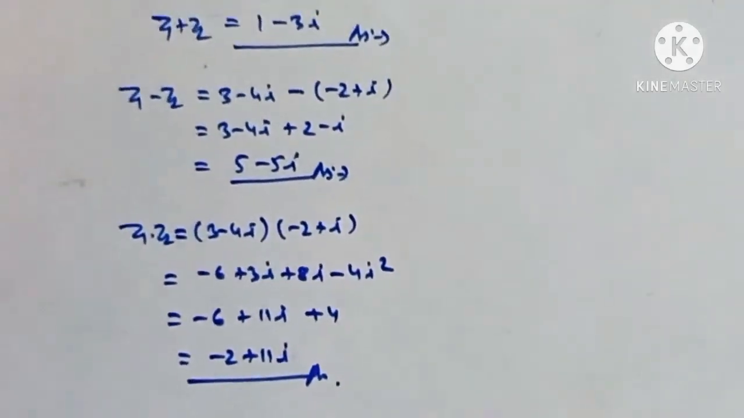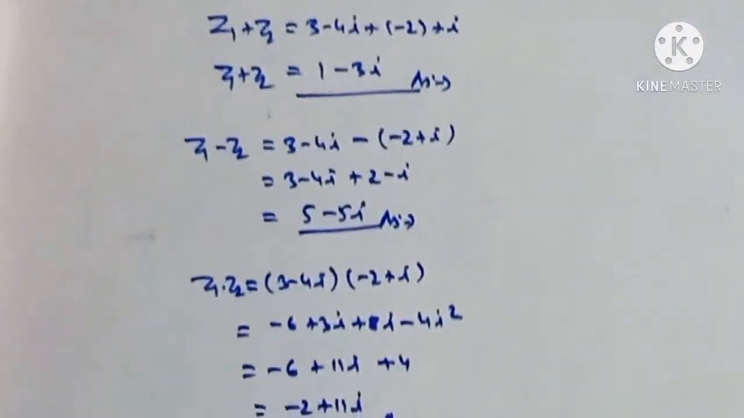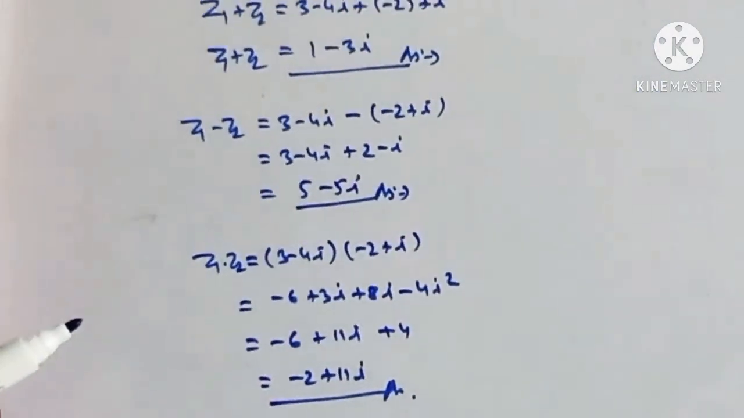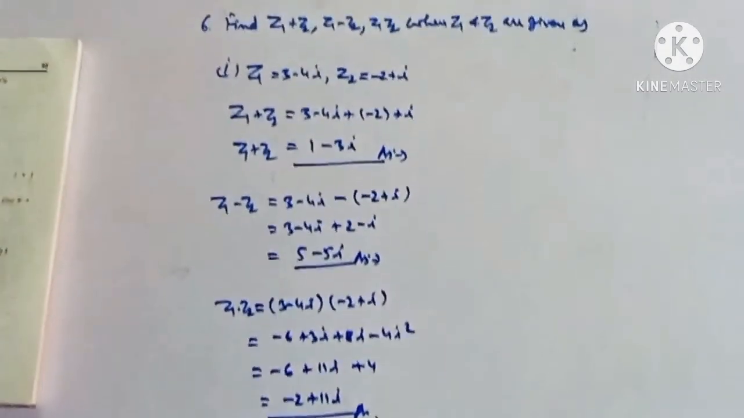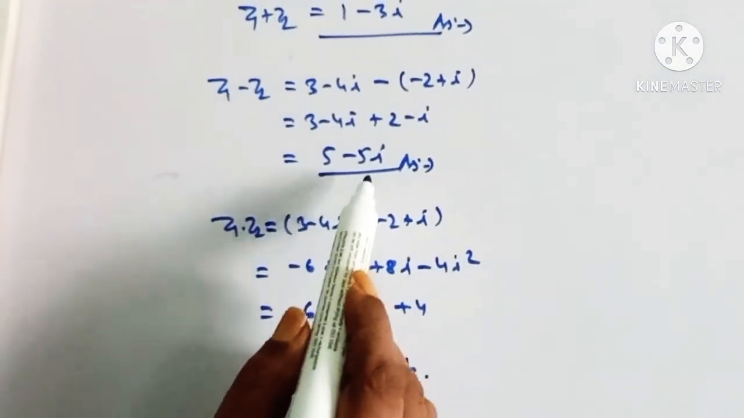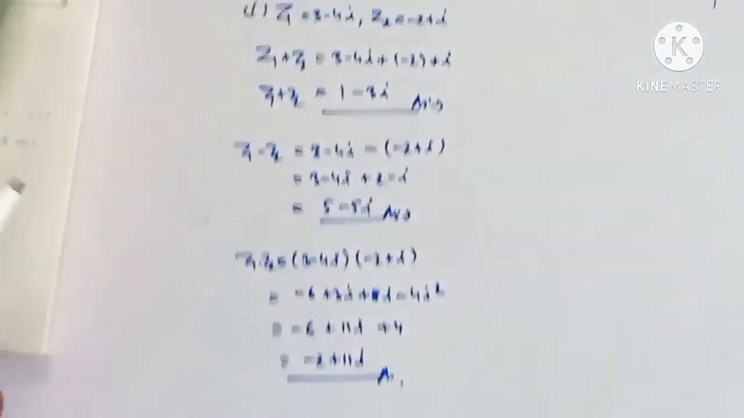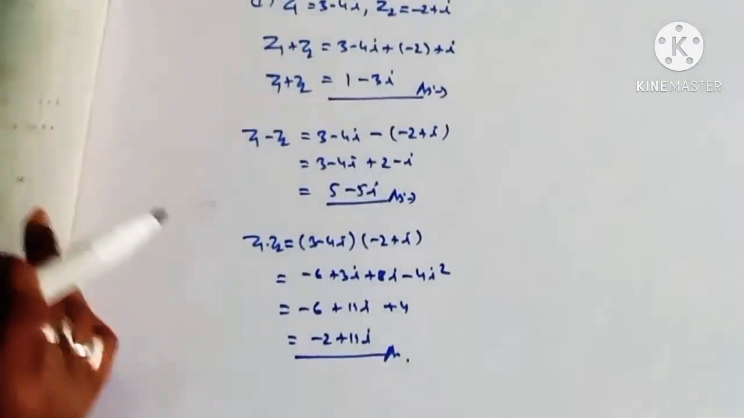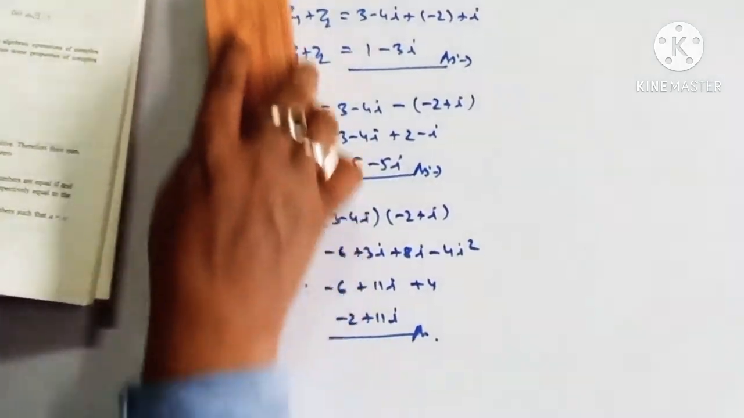Let me check the answer. Question number 6a. See, first is 1 minus 3i. Second is 5 minus 5i. And the third is minus 2 plus 11i. So your answer is correct. So now the rest of this question you can do it yourself. I am going to another question.